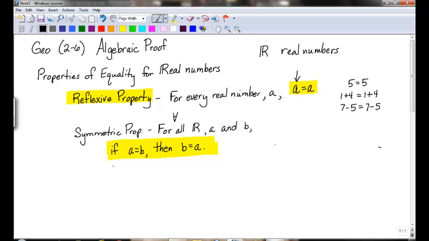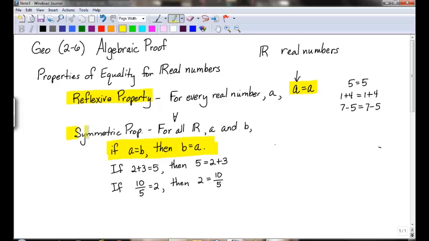So, an example, it could say if 2 plus 3 equals 5, then 5 equals 2 plus 3. My A would be 2 plus 3, my B would be 5. Another example, if 10 divided by 5 equals 2, then 2 equals 10 divided by 5. Okay, that's the symmetric property.